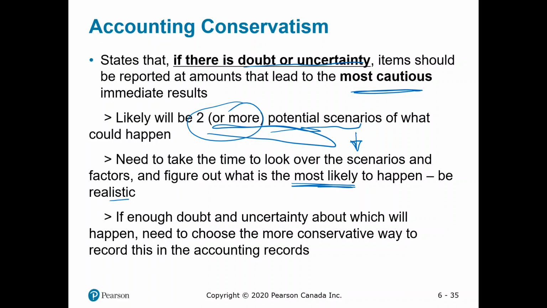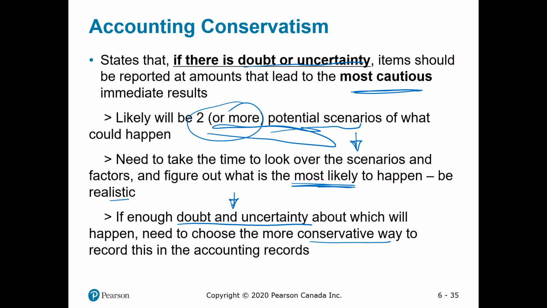And if you can come up with a pretty reasonable estimate, you would go and do the accounting based on that. But sometimes you get a scenario where you just have no idea what's going to happen, or you can't have a reasonable guess of what will happen. So in that case, if there is enough doubt and uncertainty about what's going to happen, you need to choose the most conservative way to report that transaction or report that information in your accounting records.